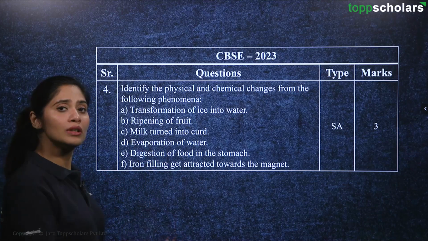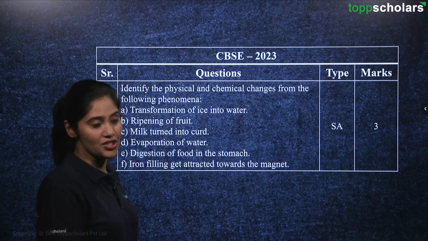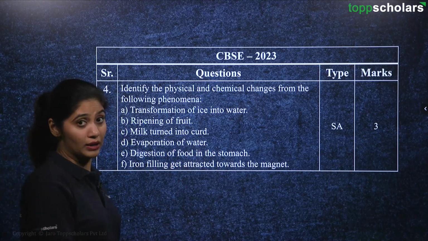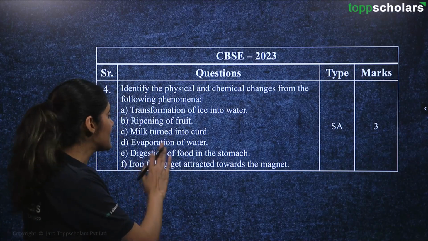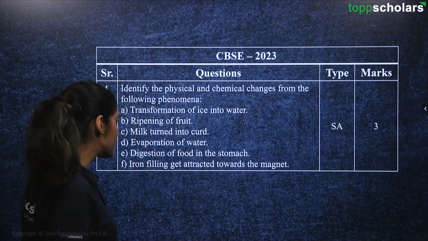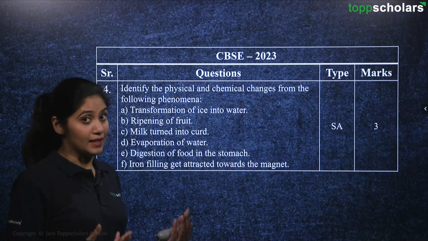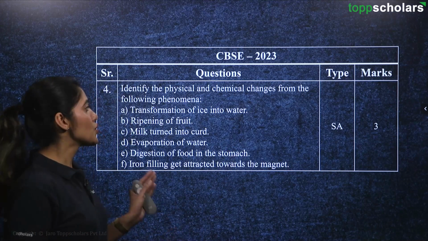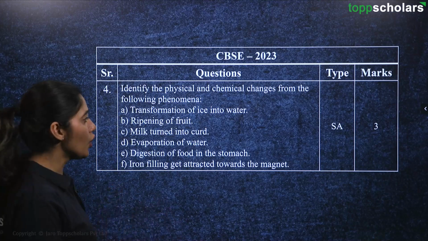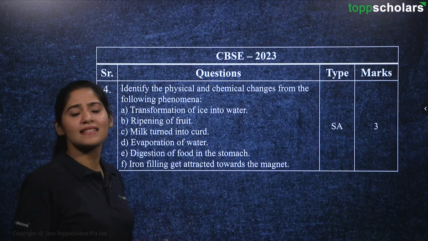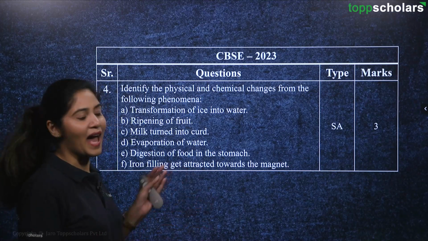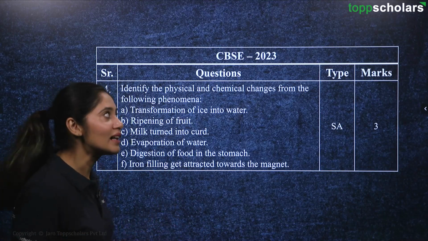Milk turned into curd. Again, a chemical change. Evaporation of water, physical change. Digestion of food in the stomach, chemical change. Iron filings getting attracted towards the magnet, that's also a physical change. So, we have answered all of them in less than a minute and we have earned ourselves 3 marks, right?